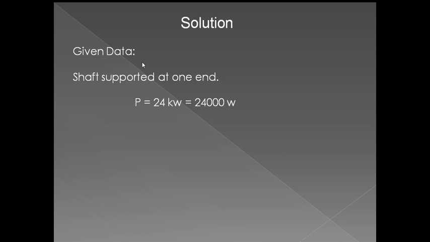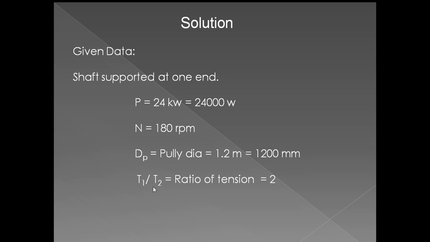Power is equal to 24 kilowatt, that is 24000 watts, and speed equal to 180 rpm. Diameter of pulley is 1.2 meter, that is 1200 mm. Ratio of belt tensions T1 by T2 equal to 2. Shear stress is 12 Newton per mm square.